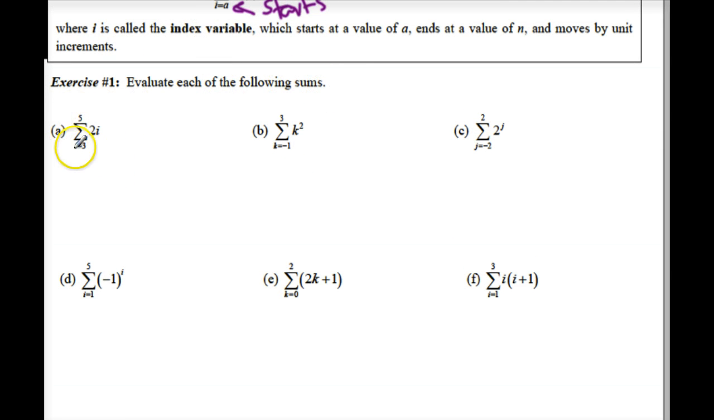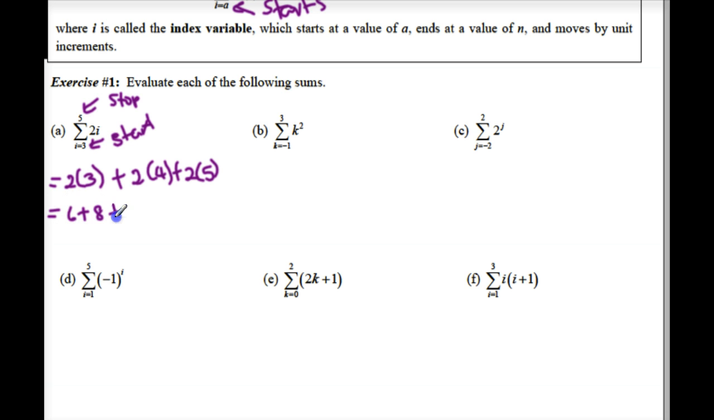It says the summation of i equals 3 to 5 of the function 2i. All that means is wherever I see i, I'm going to start with 3. So I'm going to have 2(3) plus 2(4) plus 2(5). And I'm stopping at 5. Remember, this is my stop, and this 3 is where my starting point is. Then I'm going to evaluate this. This becomes 6 plus 8 plus 10, which is equal to 24. And that's my answer. Nothing else.